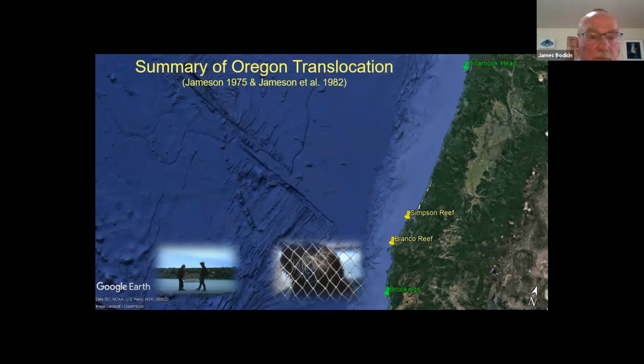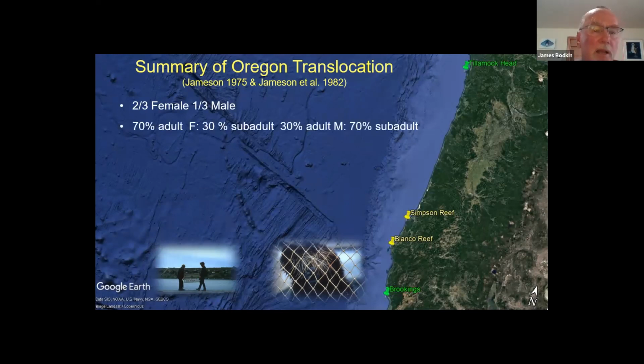So, a summary of the Oregon translocation. It was about 60 females and about 30 males, a 2-to-1 ratio, which is what was prescribed. The difference with this translocation was that despite the recommendation of having predominantly young females, this was predominantly adult females. 70% of the females were adults and 30% were subadults. And it was just the converse for the males, where 70% of those were subadult and 30% were adults.